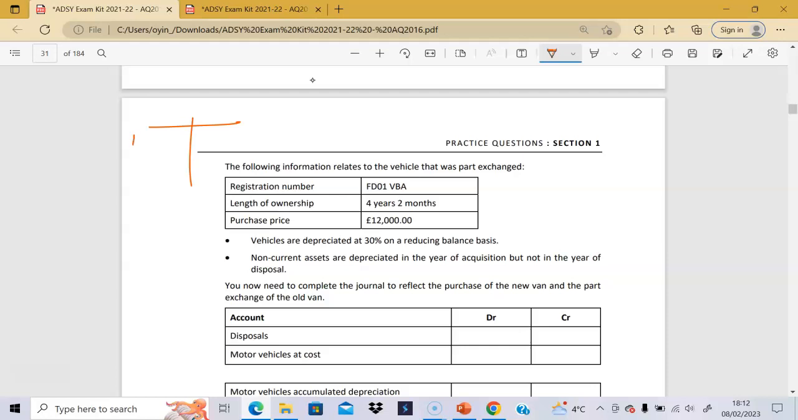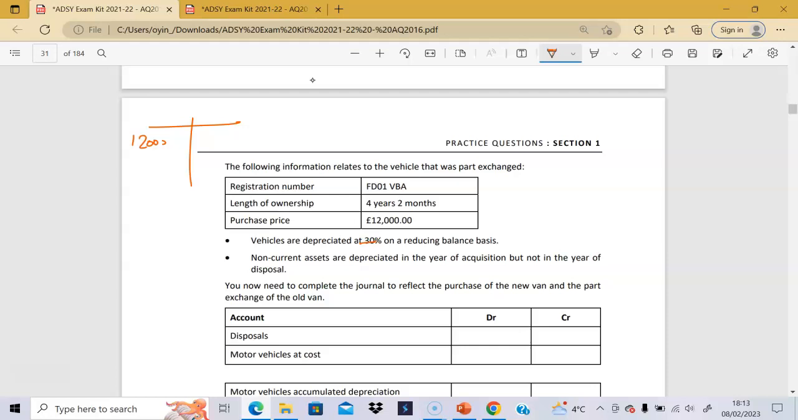Thing is, you bought this car, 12 grand, and they're telling you 30% reducing balance, depreciation in the year of acquisition, but none in the year of disposal. So you're going to at least depreciate it for 4 years, and that's it. And then you'll stop because you'll be disposing it in the fifth year. Whether you call the first year a short year, it doesn't matter.